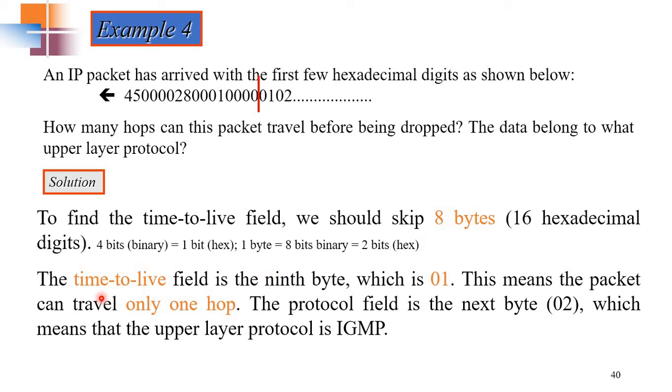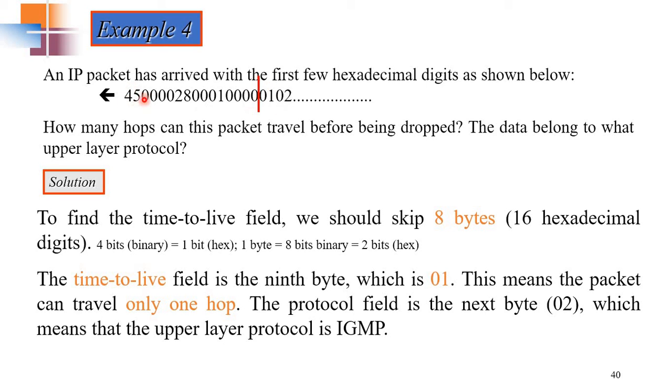The time to live field occupies the 9th byte. We are using this to skip the 8 bytes. So we keep skipping: 1, 2, 3, 4, 5, 6, 7, 8, 9, 10, 11, 12, 13, 14, 15, 16. So 8 bytes, or 16 hexadecimal values. We skip all these values, and then we see what the 9th byte is. What is the 9th byte? Here we have 0, 1. This is my 9th byte.